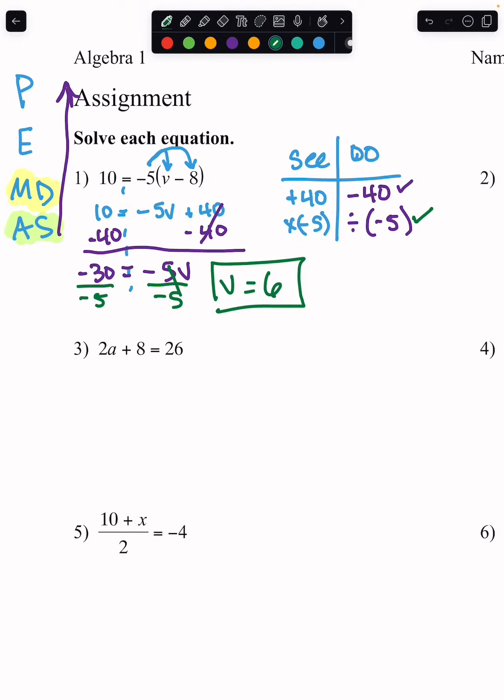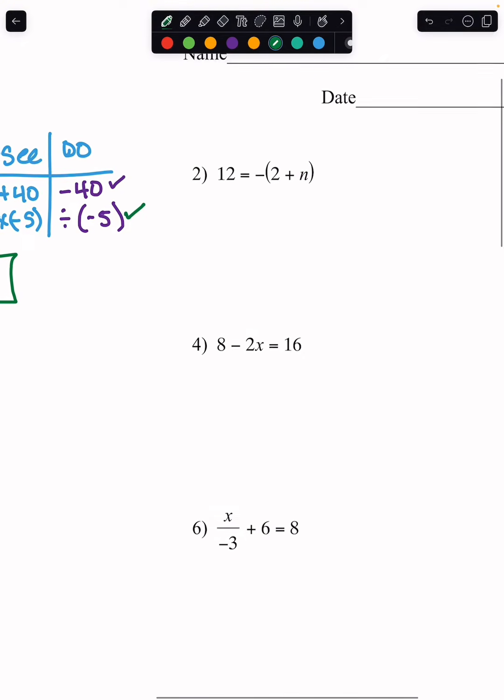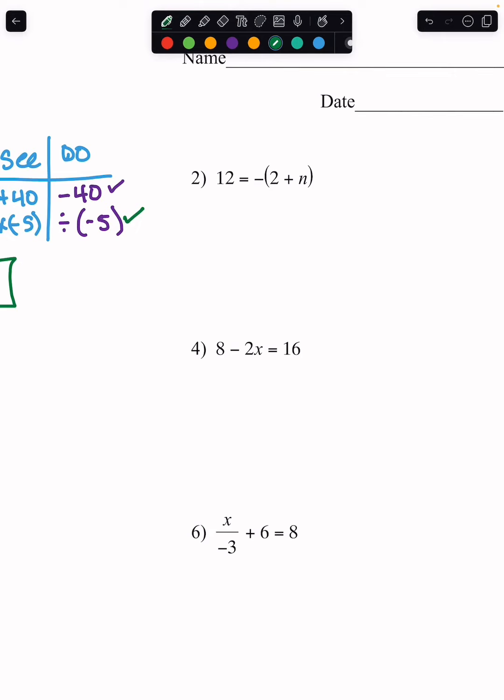Okay, let's keep rolling. Next one. Now, what happens when I have this negative on the outside? When there's a negative on the outside, that's equivalent of saying negative 1. And now I can go ahead and distribute. This negative 1 times 2 is negative 2. This negative 1 times n is a negative 1n, or just minus n.